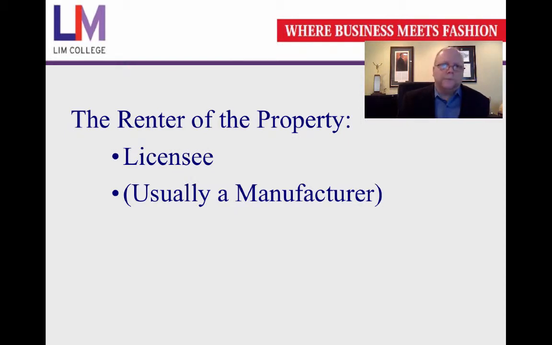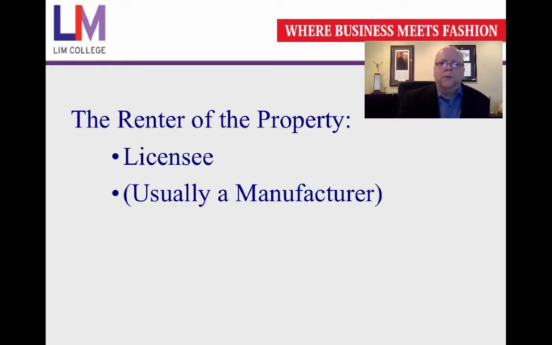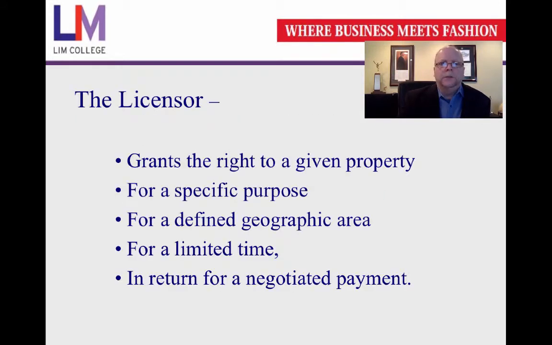So the owner of the license is the license holder or the licensor. The renter of the property is the licensee. The licensor, again, grants that right to a given property for a specific purpose, for a defined geographical area, for a limited time. In return, they get a negotiated payment. They just don't do it for free.